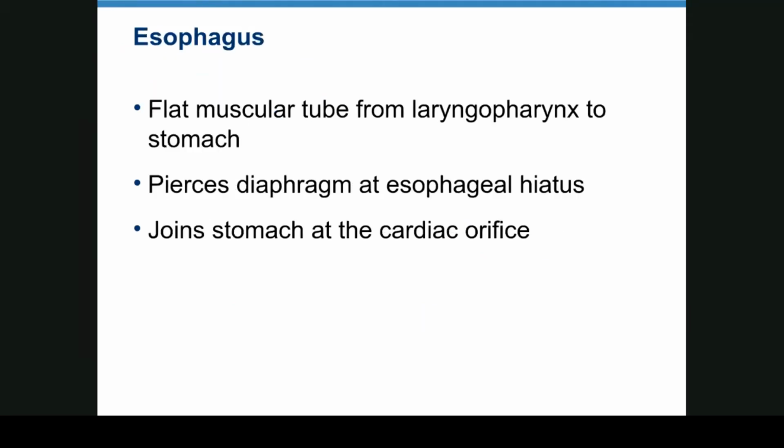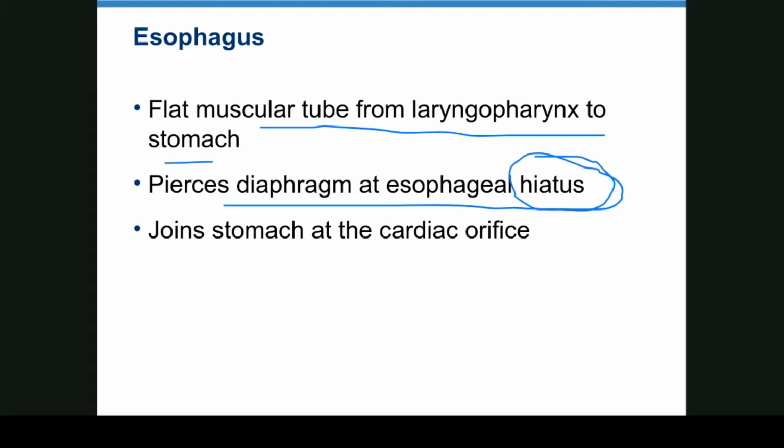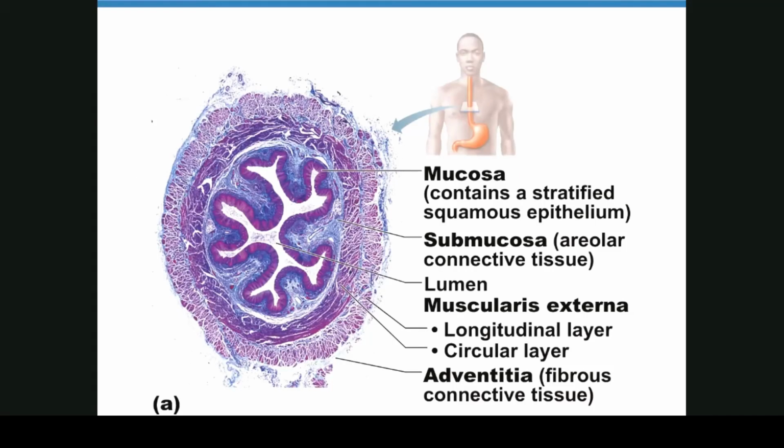The esophagus is a flat muscular tube from the laryngopharynx to the stomach. It pierces the diaphragm at the esophageal hiatus. If you've heard about hiatal hernia, it's because you've got too large of an area where it goes through the diaphragm and allows acid to go back up into the esophagus, which can lead to ulceration of the esophagus as well as esophageal cancer. The esophagus joins the stomach at the cardiac orifice. This is just showing the general makeup: mucosa, submucosa, muscularis, and adventitia.